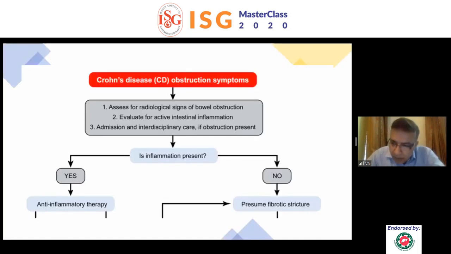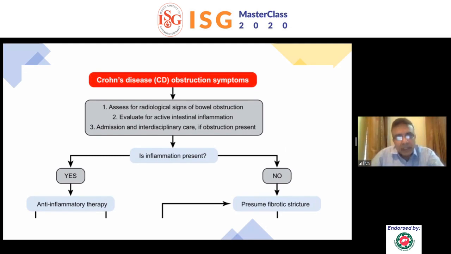So B2 stricturing disease comes to you. What do you have to do first? Determine whether the stricture is predominantly inflammatory or predominantly fibrotic. If the patient is in complete obstruction, then obviously the patient goes to the emergency services. Otherwise, these patients generally come with recurrent episodes of partial obstruction.